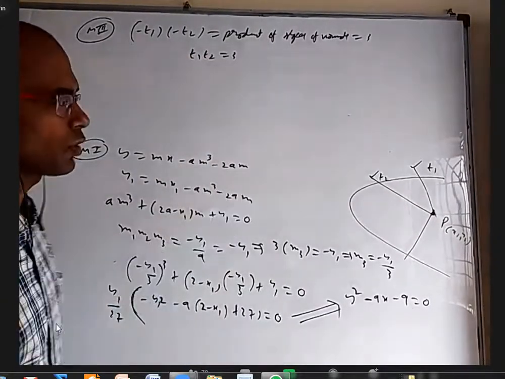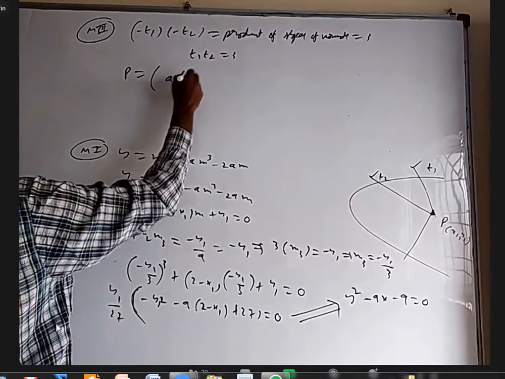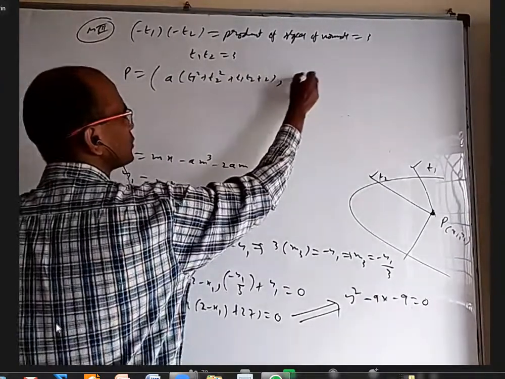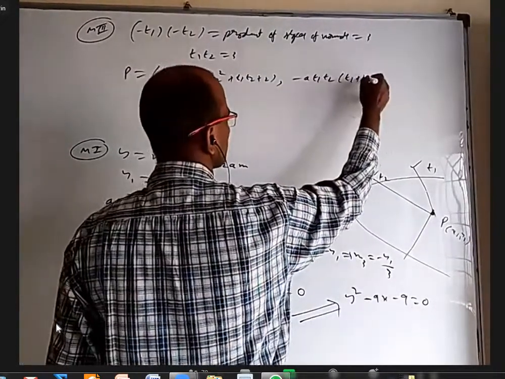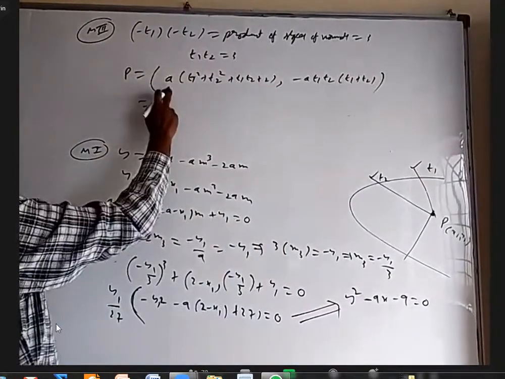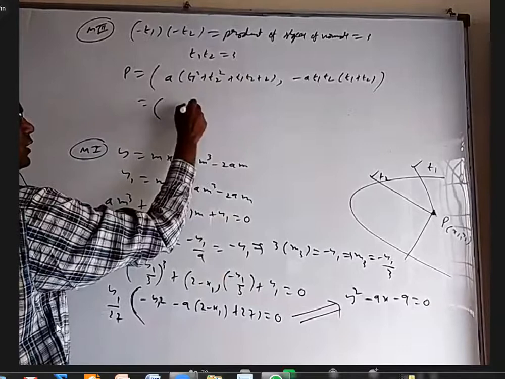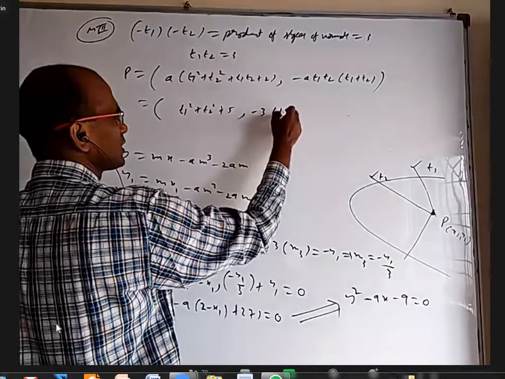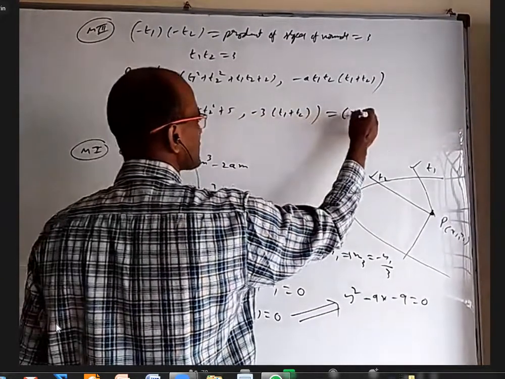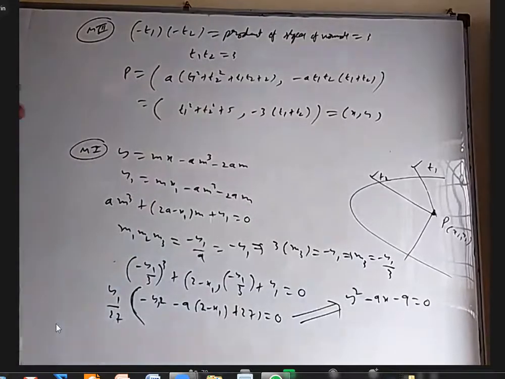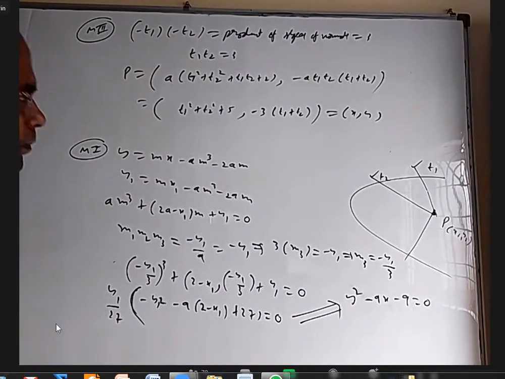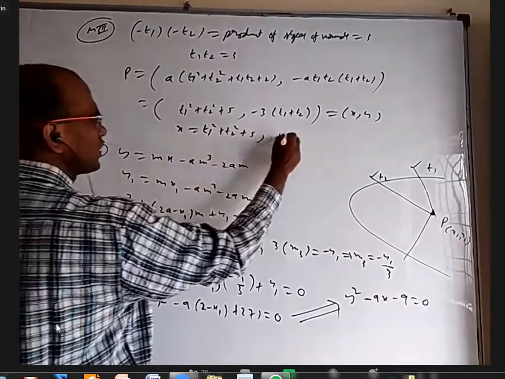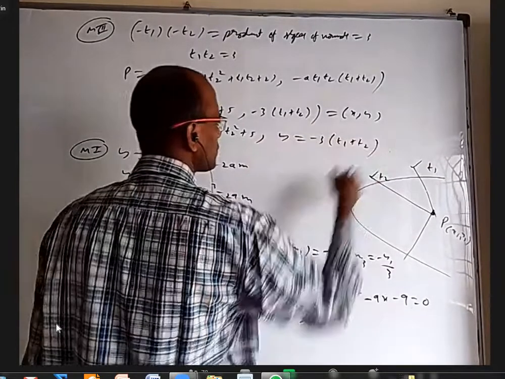And what is the point of intersection of normals? We have derived one formula: a(t1² + t2² + t1t2 + 2), minus a t1t2(t1 + t2). With a equal to 1, in the place of t1t2 let us substitute 3. It will become t1² + t2² + 5, and here if I put 3, minus 3 into (t1 + t2). I will take this as (x, y). Somehow I have to find a relation between x and y without t1 and t2. I have to eliminate them. So I got x equal to t1² + t2² + 5, y equal to minus 3(t1 + t2).